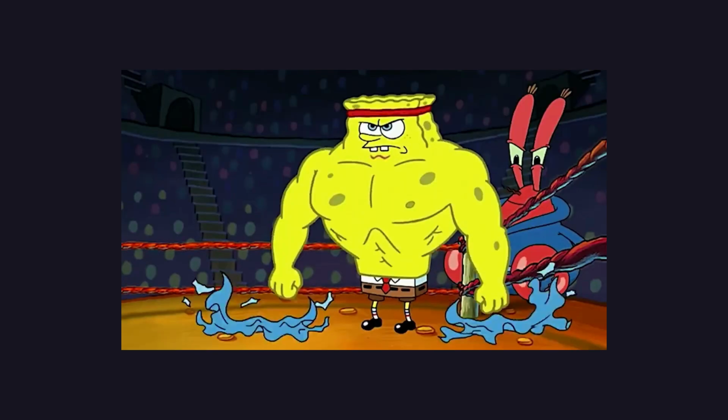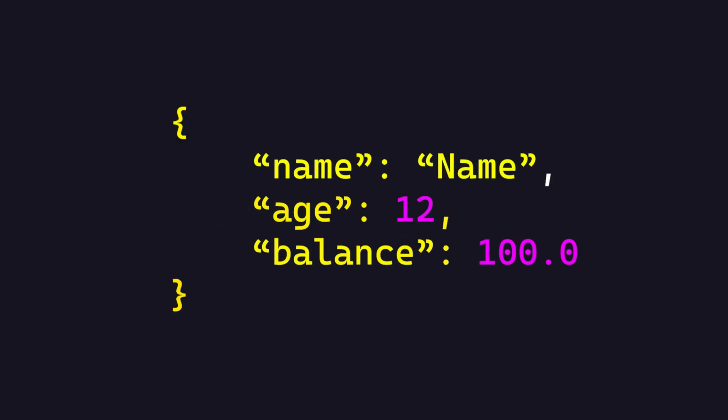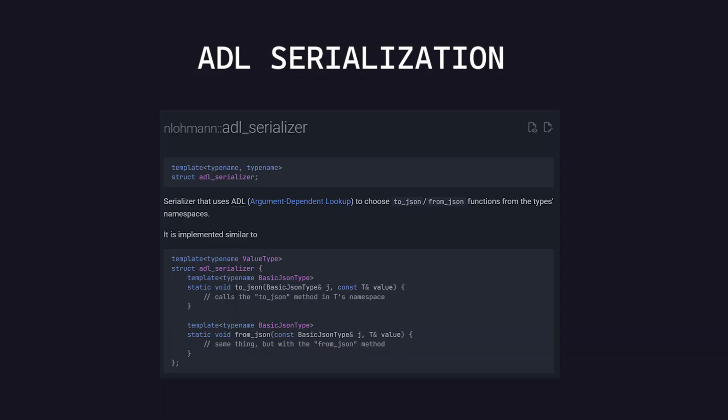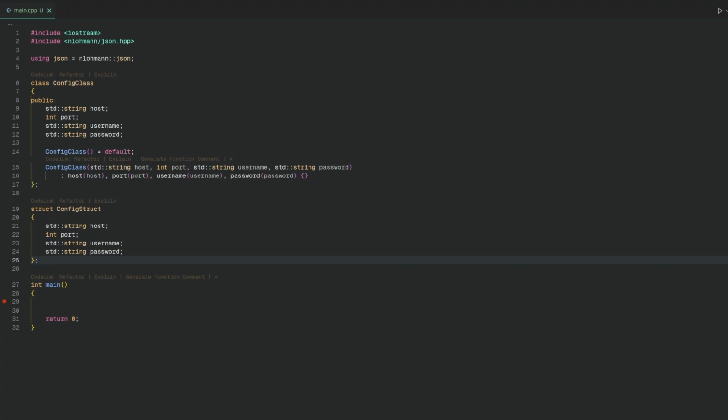One of the most powerful features of the nlohmann JSON library is its ability to convert C++ objects to JSON and JSON to C++ objects. There are two main approaches: using ADL serialization or free functions, and we are going to explore both of them. First, we have our regular C++ class and struct definitions with some typical member variables: host, port, username, and password.